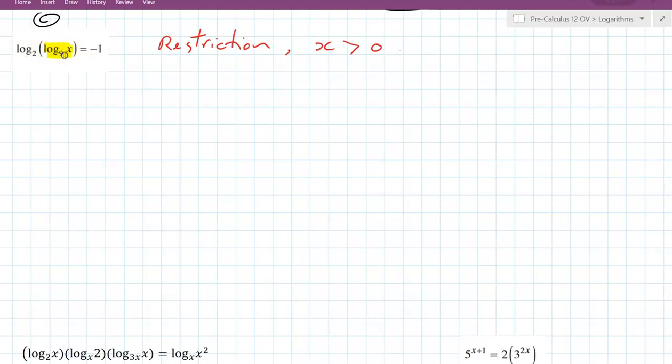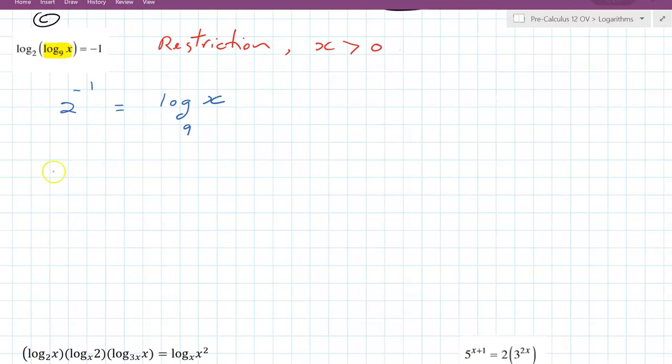This log of x base 9, that is the argument of the log of base 2. So another way of writing that is 2 to the exponent of negative 1 equals log of 9 base x. So log of x base 9 is the argument of the first log. Great. Now that we have that, we're going to solve for x, change that to the exponential form.